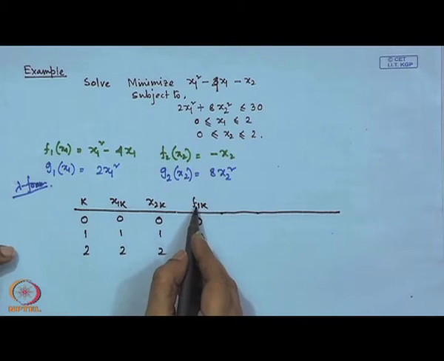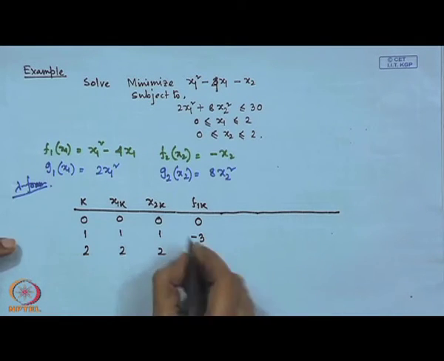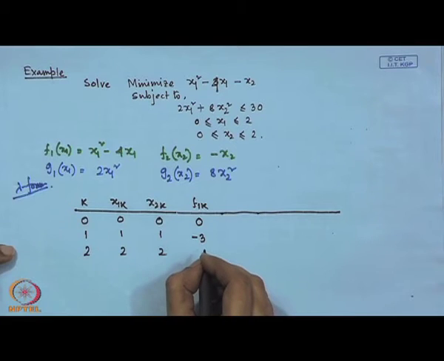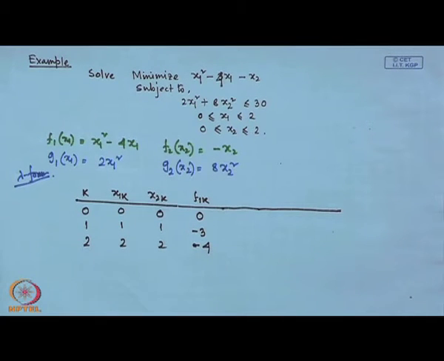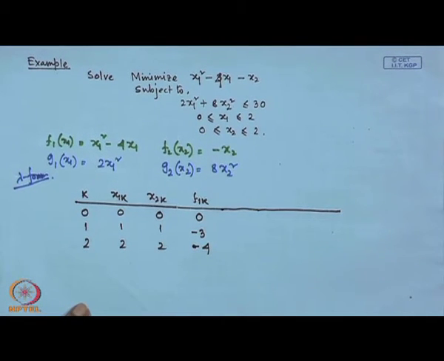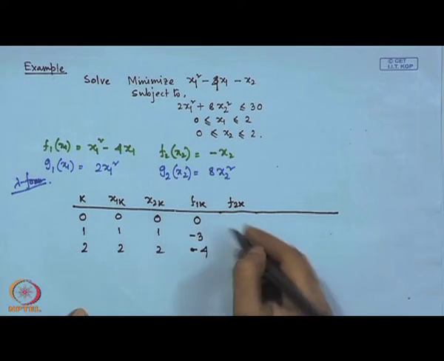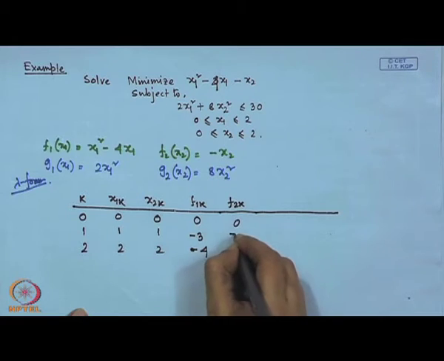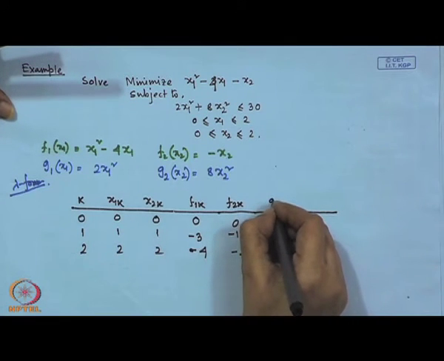Then the functional value at x1 equal to 2, we have 2 square minus 8, that is minus 4. Alright, similarly we will go for the functional values f2 at these grid points. We will get 0, minus 1, minus 2, since x2 is the point.